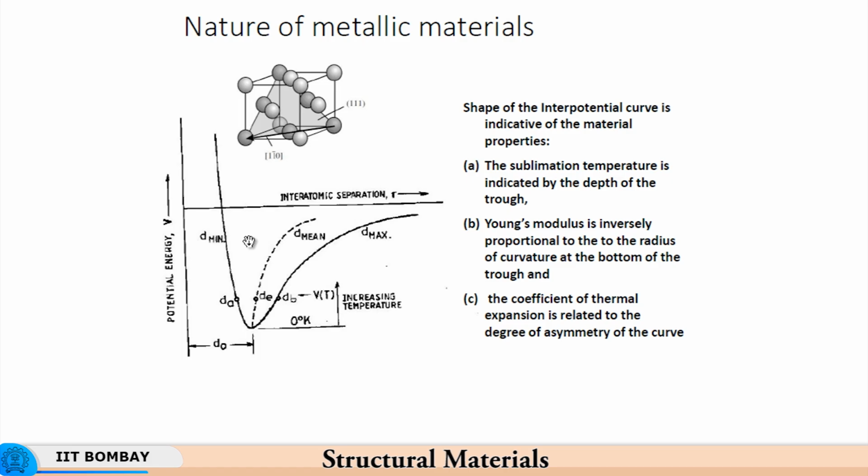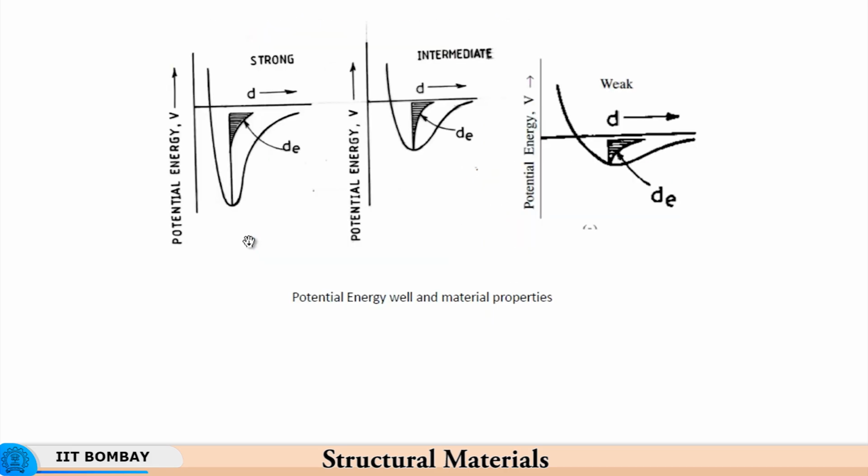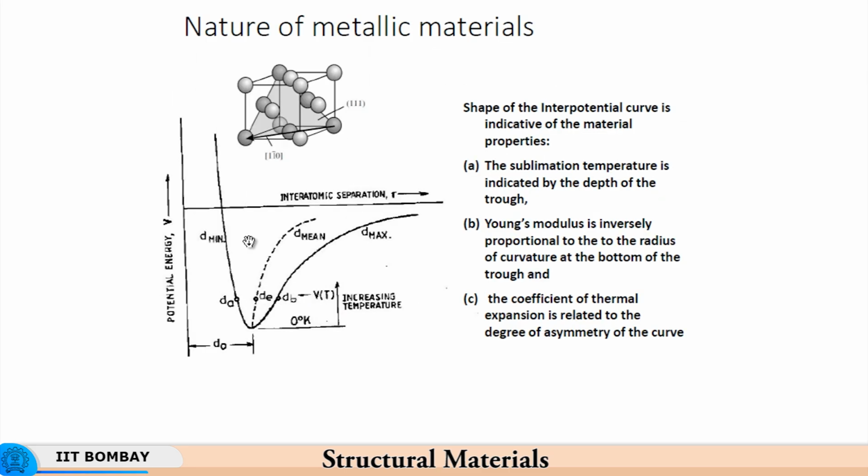So aluminum, for example, has a relatively lower Young's modulus, so it will have a curvature something like that, whereas steel or iron will have a curvature something like that, because it has a much higher Young's modulus. High refractory materials, high melting point materials, will have a depth of well which is something like that, as compared to relatively low melting point materials like magnesium, aluminum and so on, and zinc for that matter, which will have a relatively smaller depth of the well. So the shape of this curve indicates many material properties.